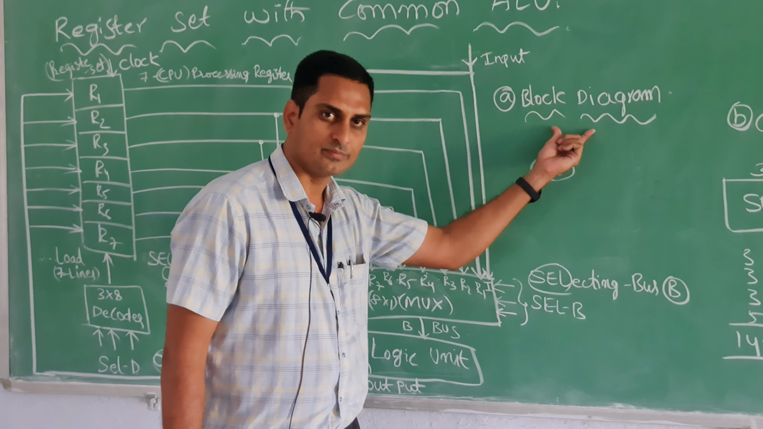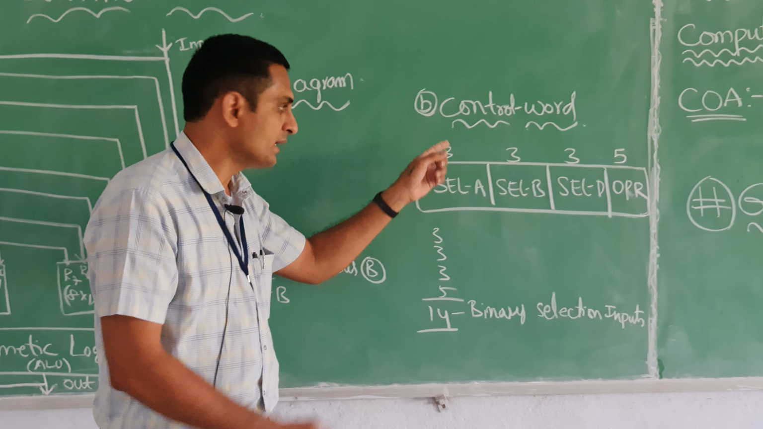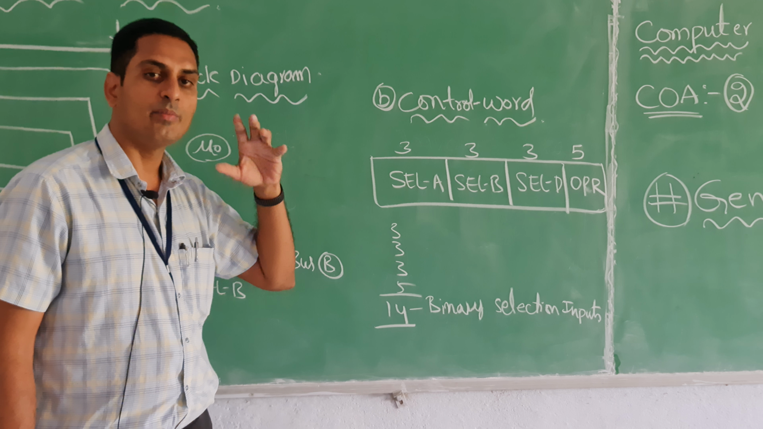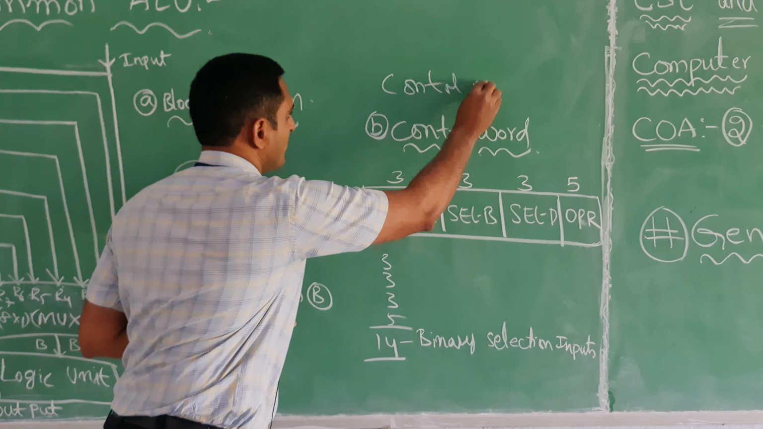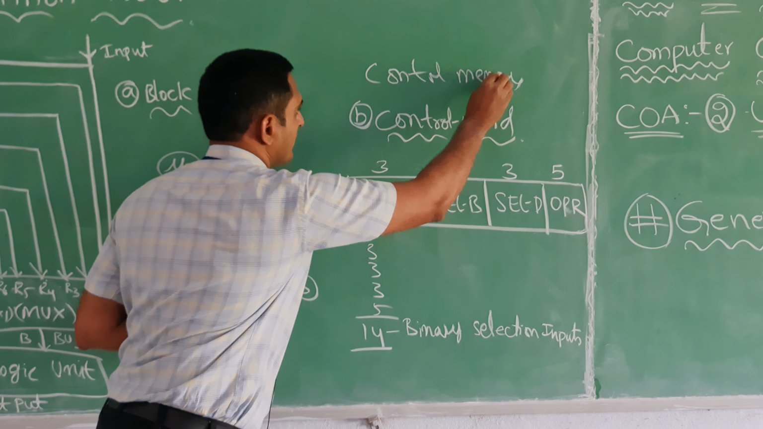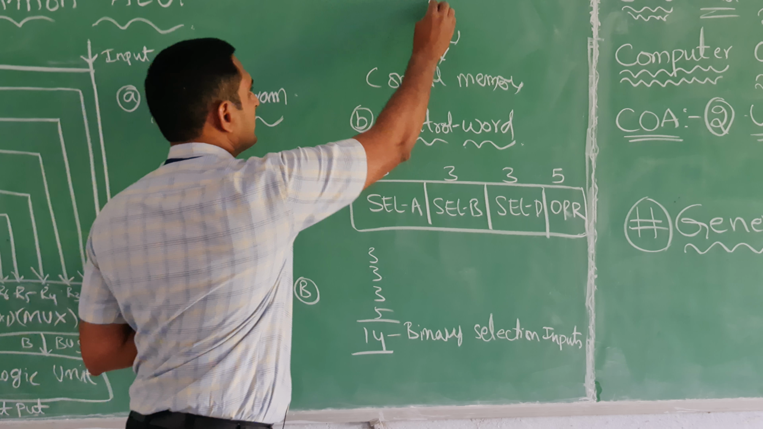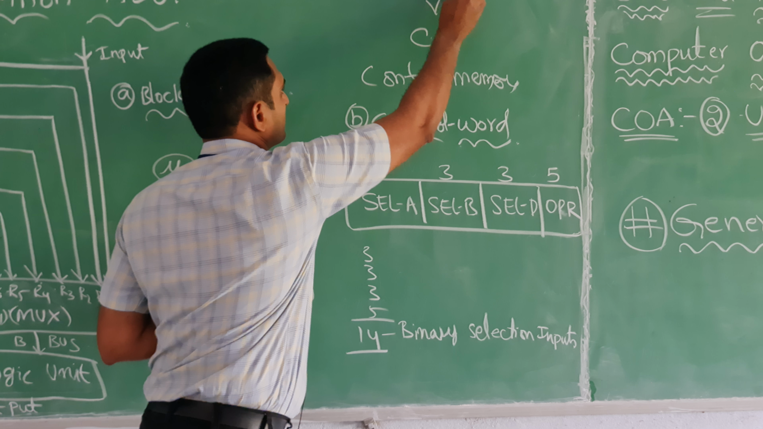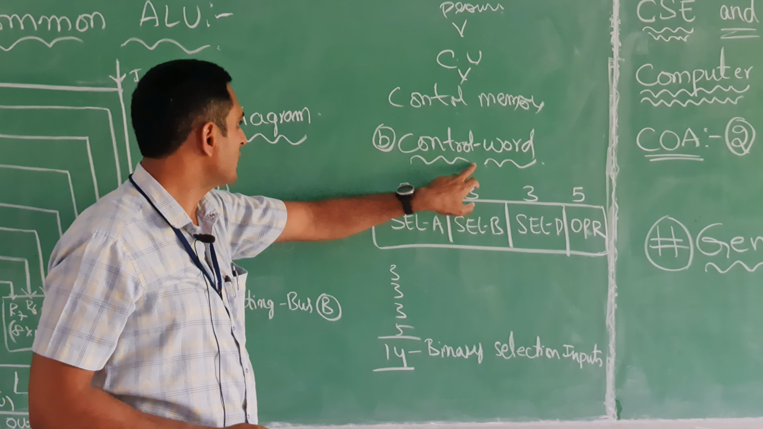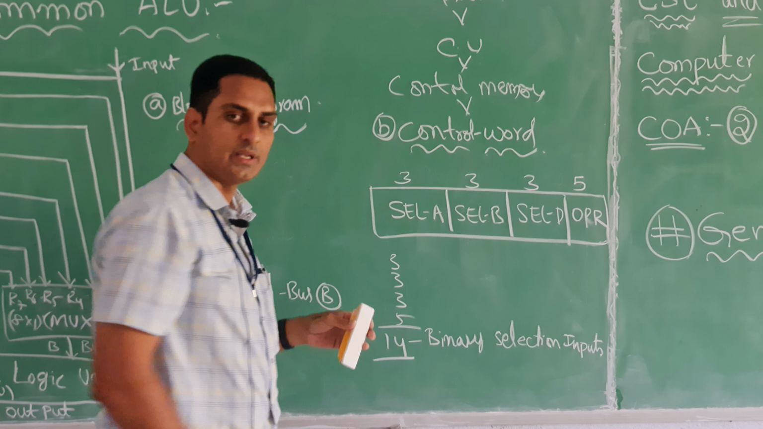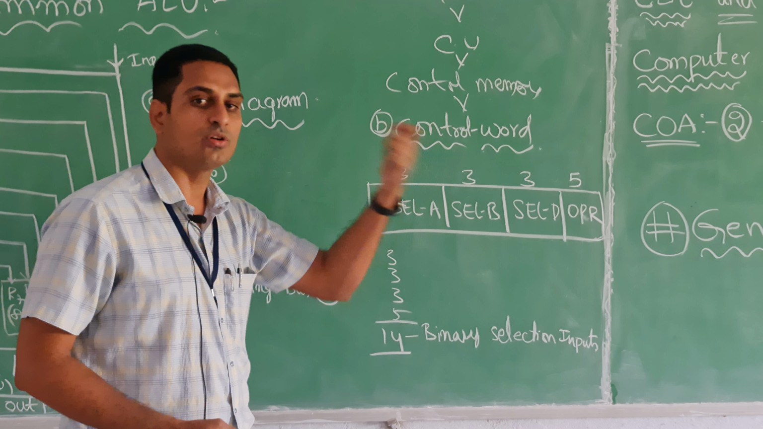Right, this is a block diagram. Again we have part B. This is the control word. Already told you control memory is a part of the control unit. Control unit is a part of the processor. Processor means the brain of the computer, CPU. Control word is a part of control memory. There we have micro instructions, micro operations, micro code that will execute the micro program.